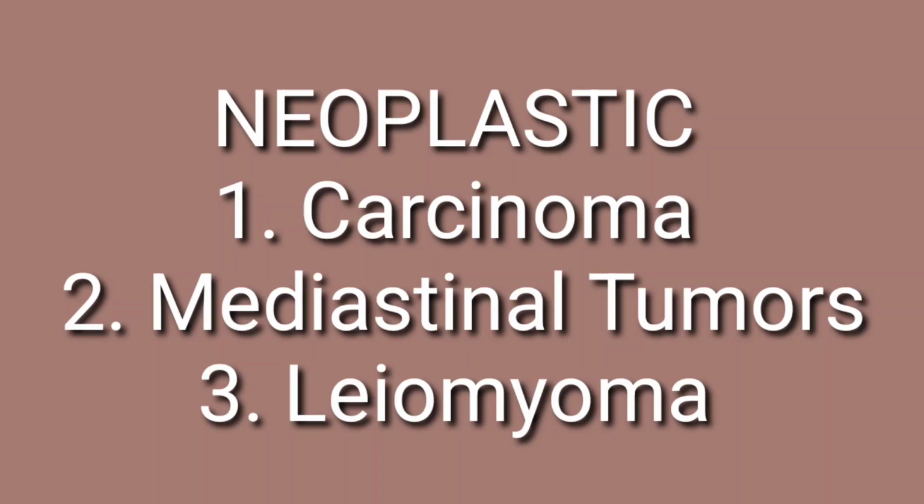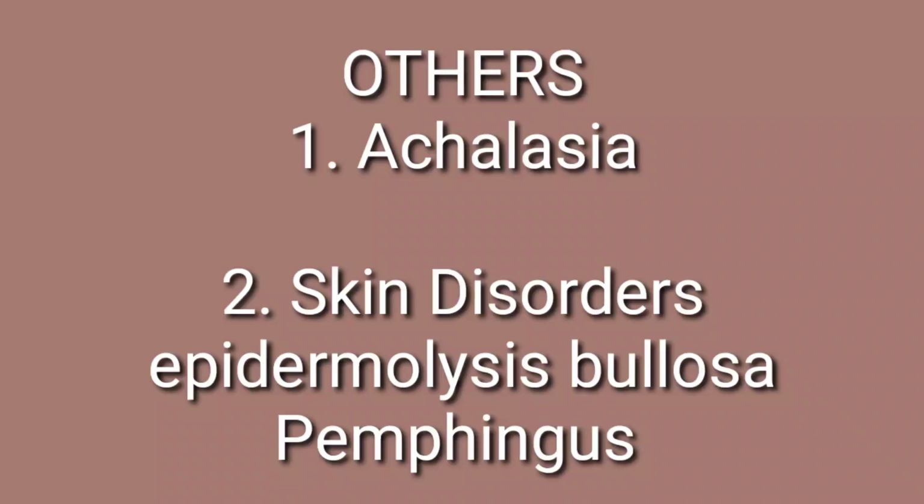This we will discuss in the next chapter, because this is a specific entity, and we will have a separate video for these specific neoplastic esophageal strictures. There are some other categories which also cause smooth wall esophageal strictures. The topmost is achalasia cardia, which I am showing you in the next slide, and the second is the skin disorders epidermolysis bullosa or pemphigus. These two skin diseases also give rise to smooth wall esophageal strictures.